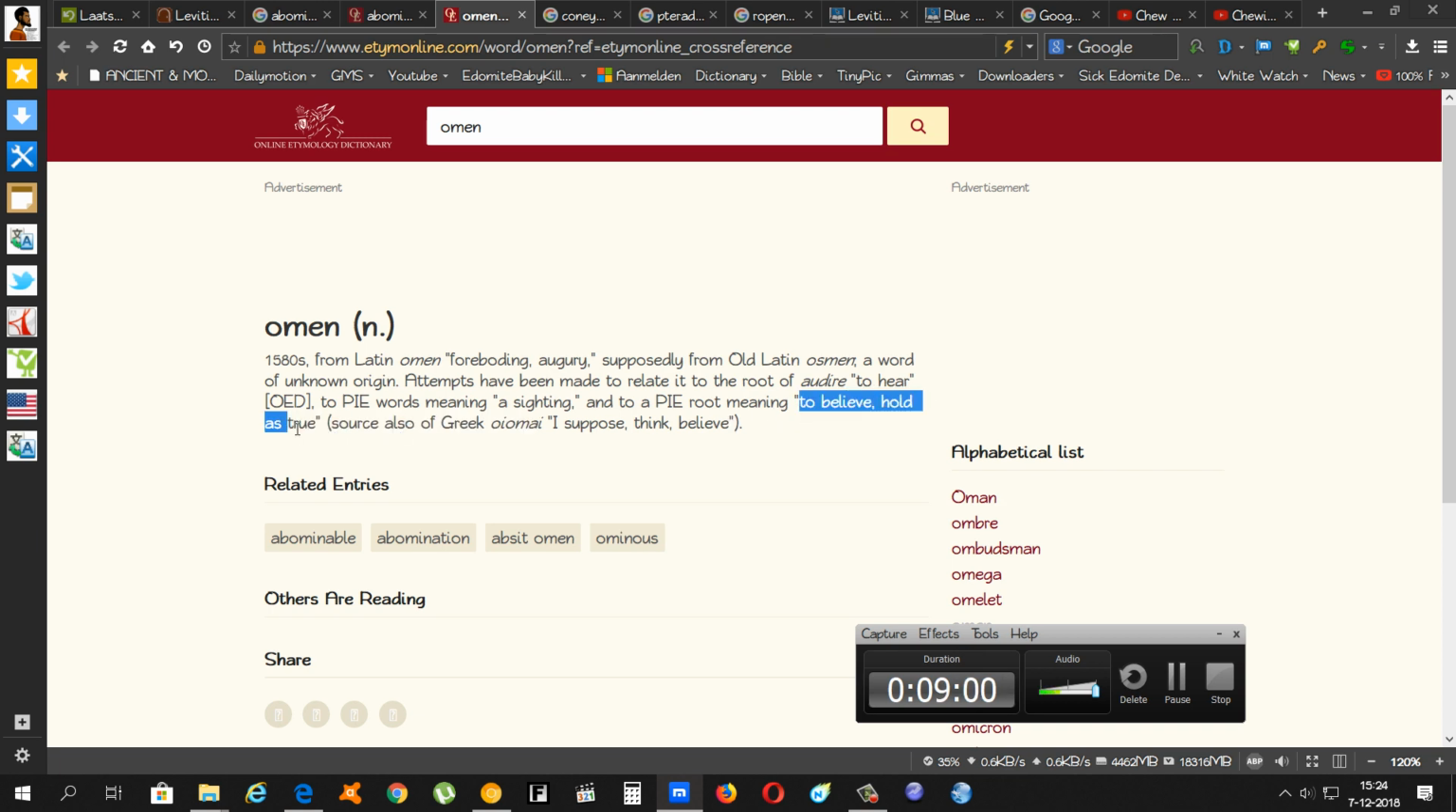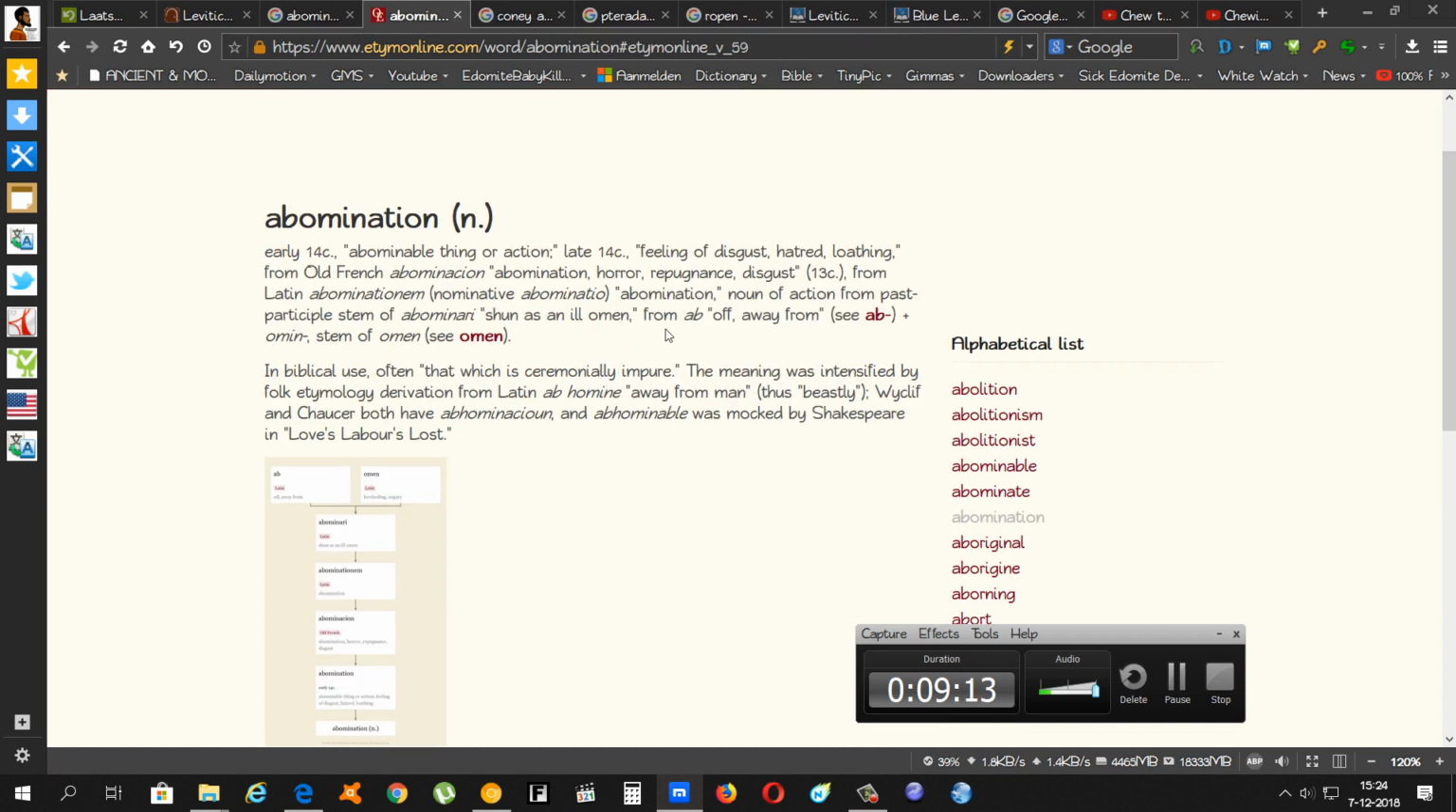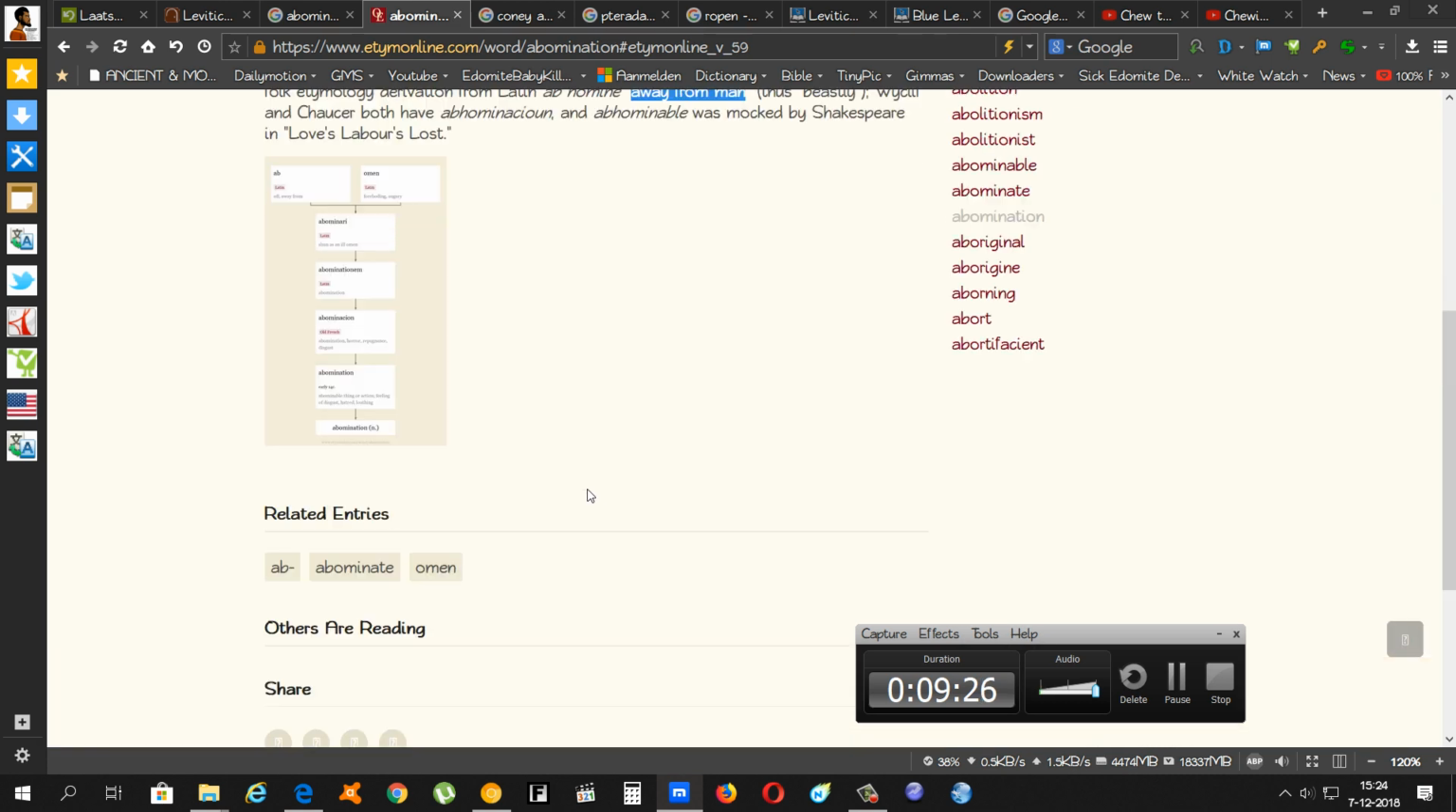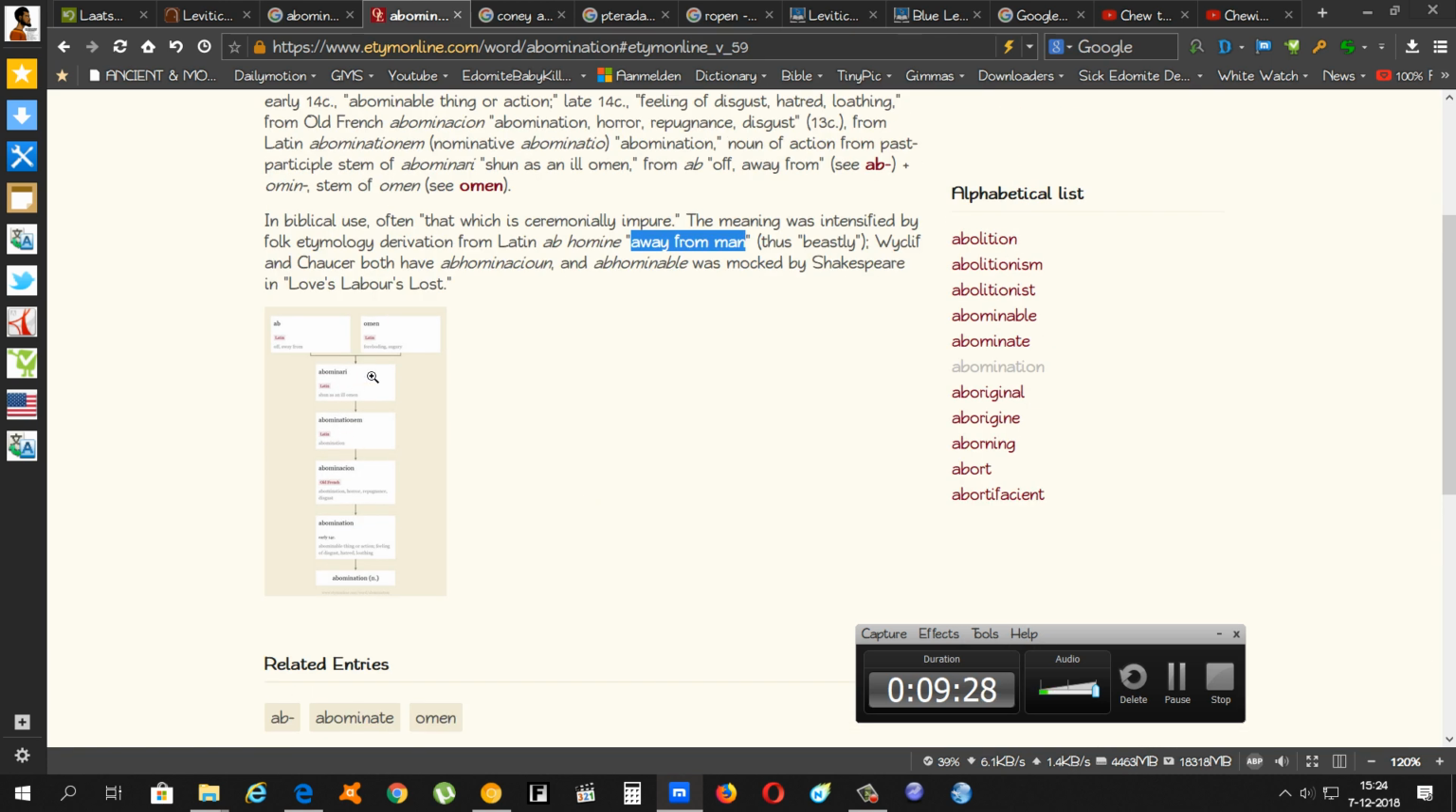Omen, to believe, hold as true. A meaning, words meaning a sighting. Right, omen. It's a word prediction, basically. Right, from off, away, from. Abomination. Basically, it's something to stay away from. It's something disgusting, demonically away from man. That's beastly. It's just very, you could say, demonic. It's filthy.